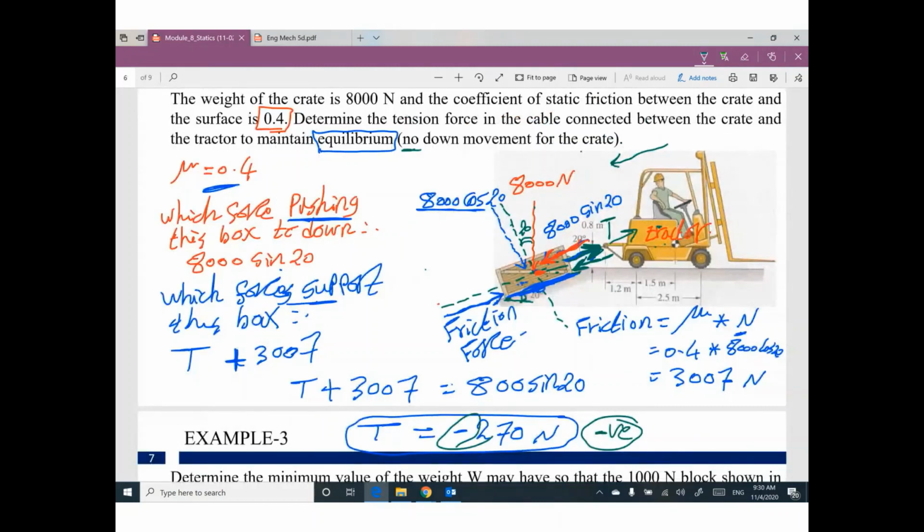So, determine the tension force in the cable connected between the crate and the tractor to maintain equilibrium. This tension force must be 0. I don't need it, because I already have equilibrium without this cable. This is the meaning.